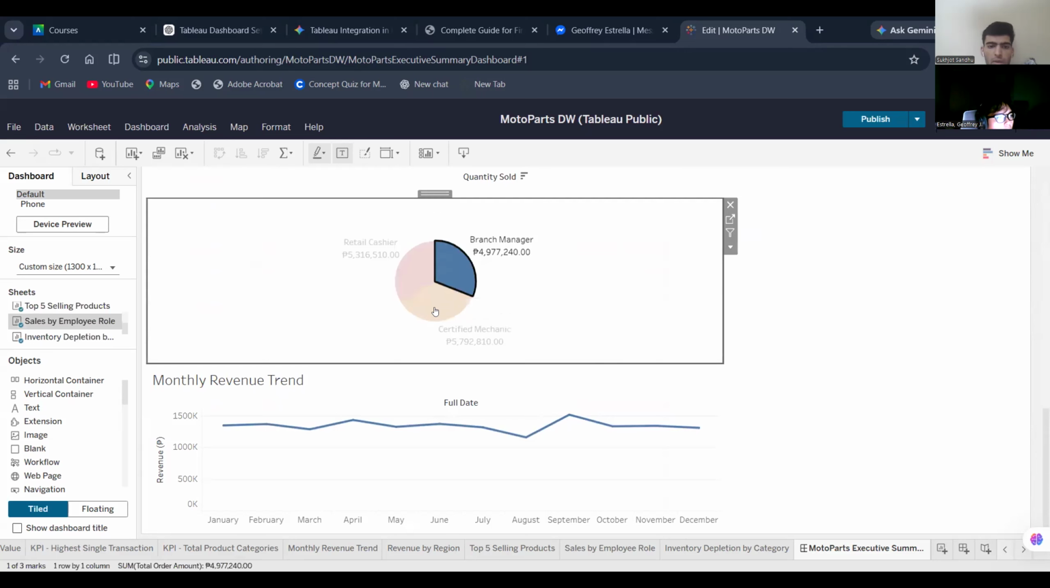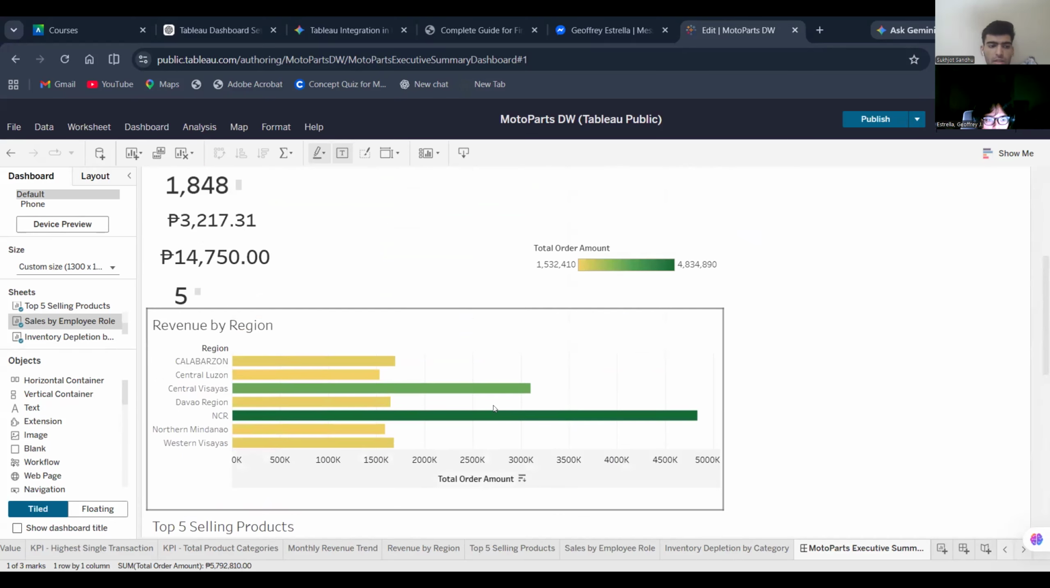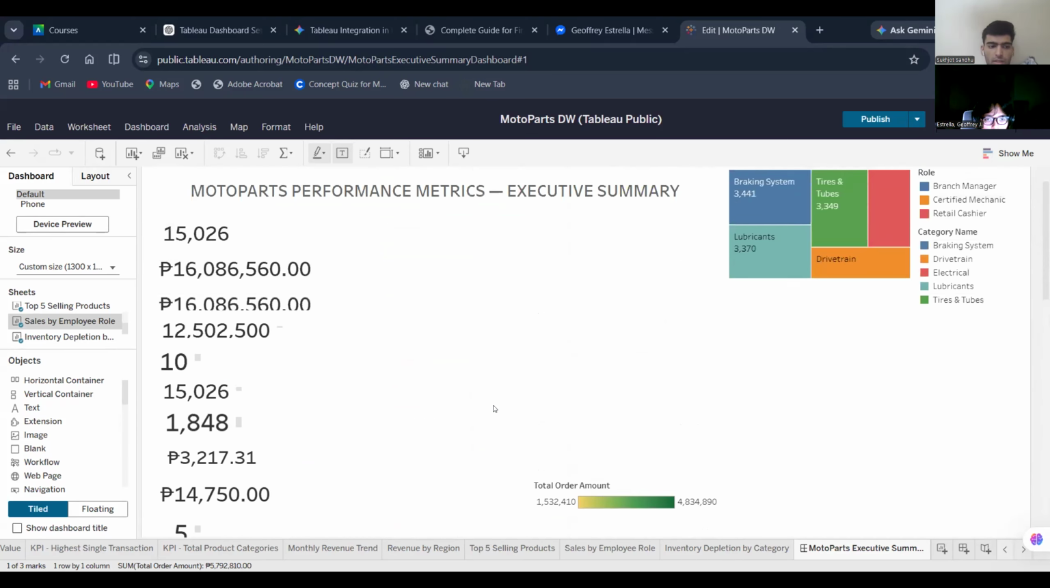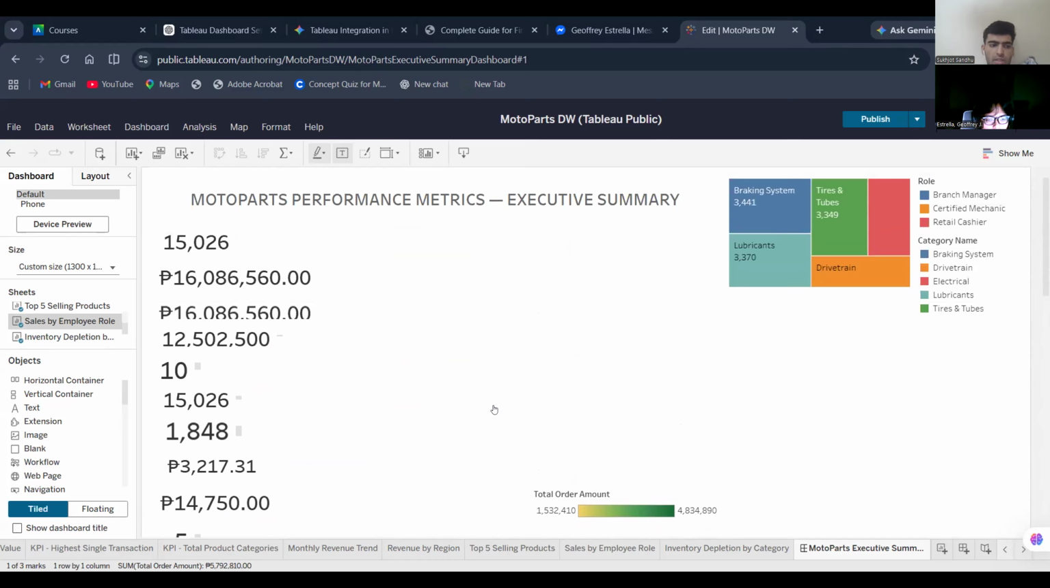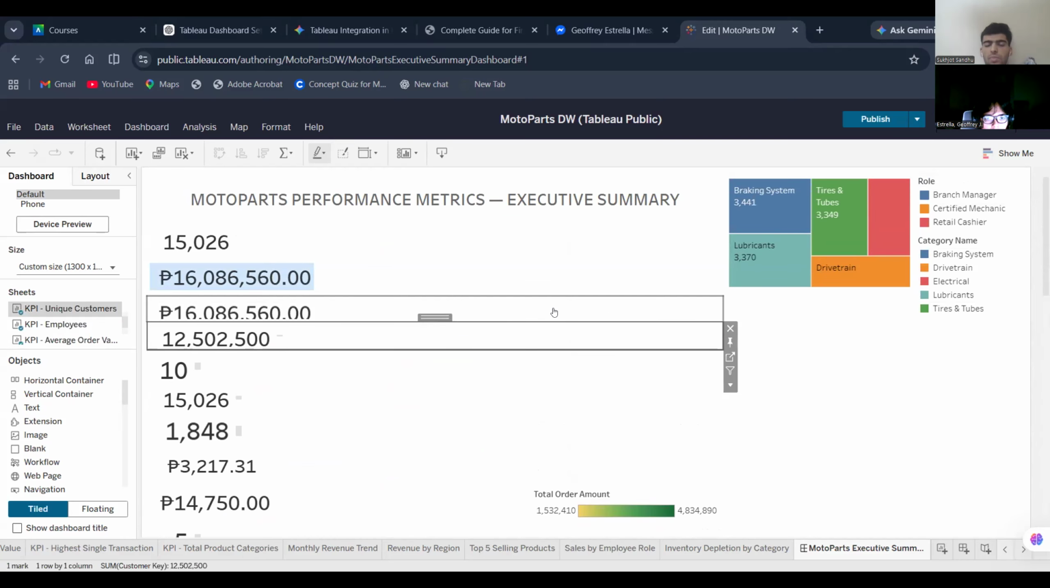Third is the employee role pie chart. This chart breaks down the revenue distribution across job roles. We can see precisely how much revenue is generated by our certified mechanics, labor, to retail cashiers driving our parts turnover. And that's it. That's our full data for our motor parts performance metrics executive summary.